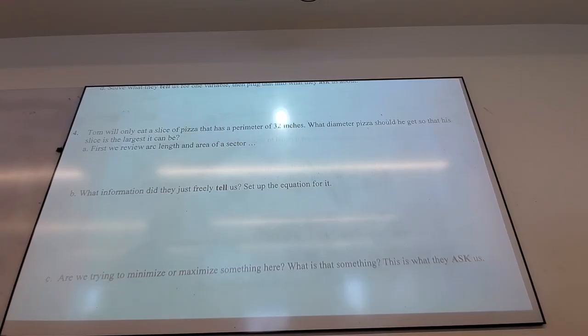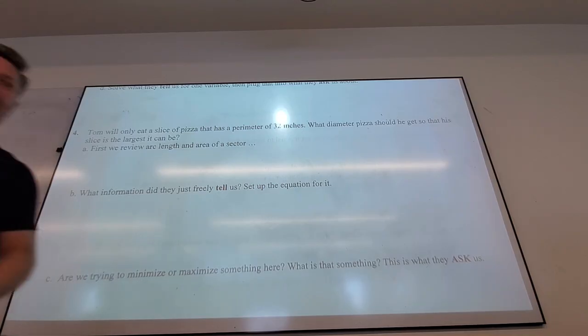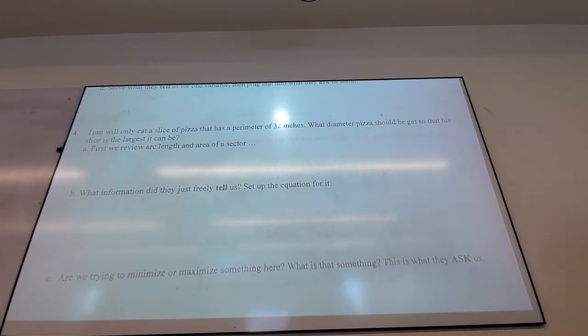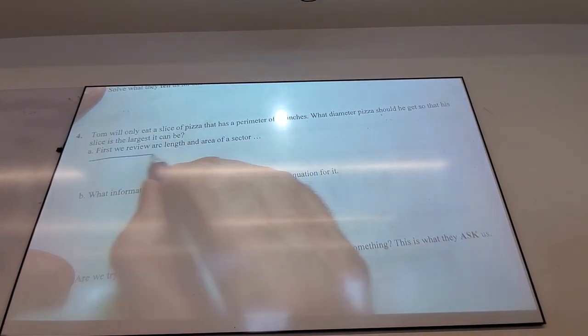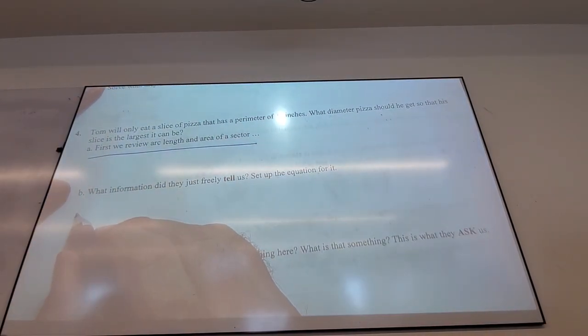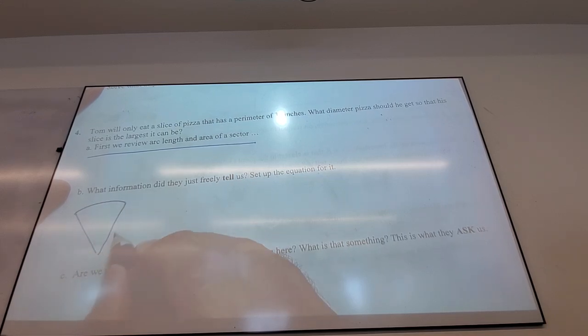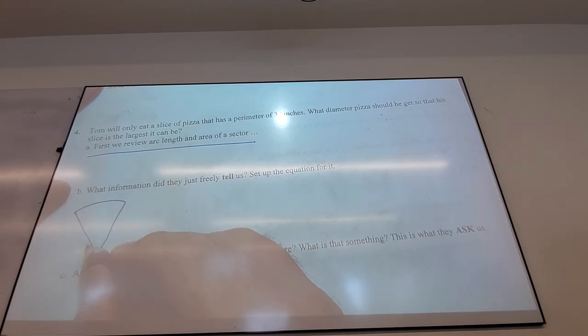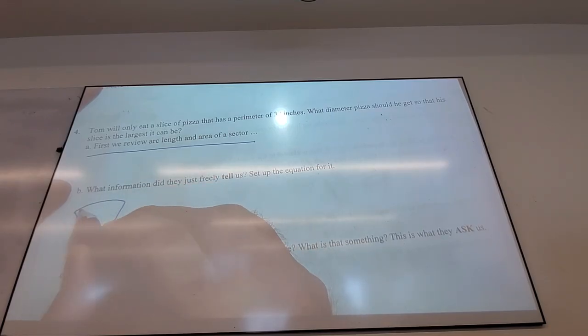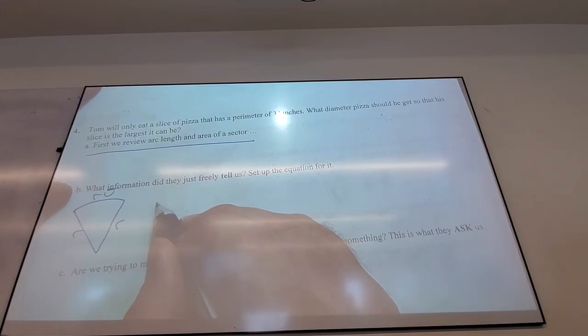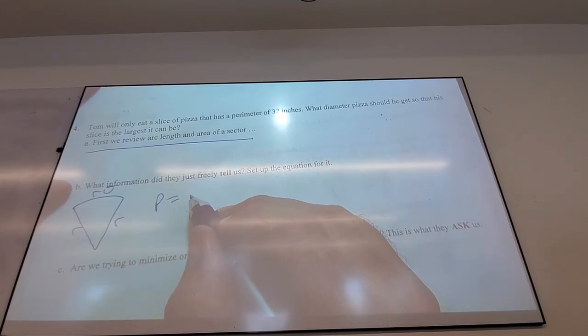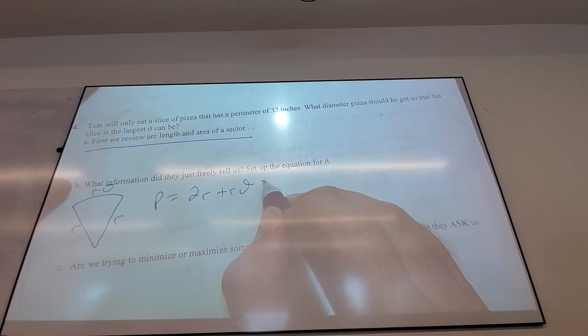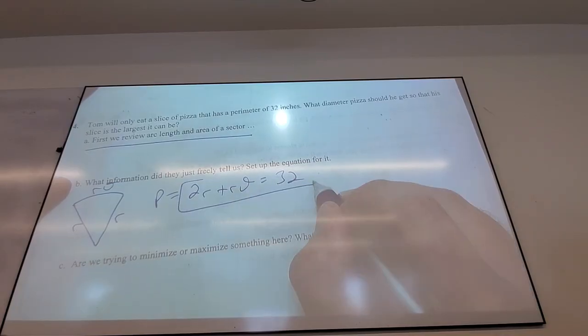So what is it they just tell me? Well, it's the perimeter, yes? So if I draw this piece of pizza, how long are these? R, good. And how long is this? R theta. So what is the perimeter? 2R plus R theta, and that equals 32. So there's the formula for what they tell us.